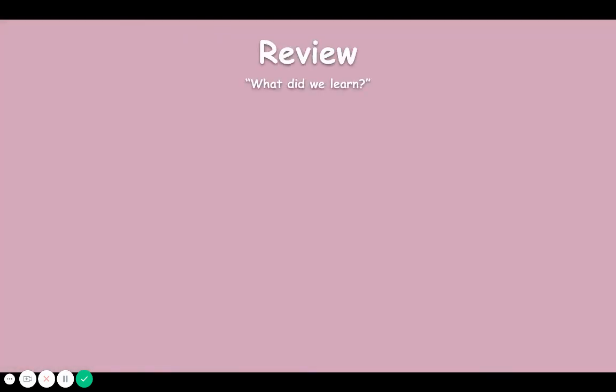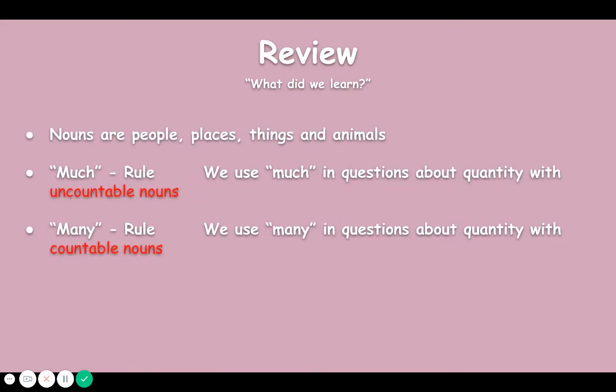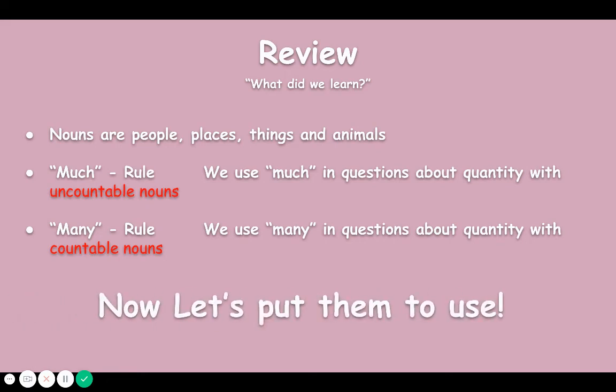Let's review. What did we learn? Nouns are people, places, things, and animals. The much rule is we use much in questions about quantity with uncountable nouns. The many rule. We use many in questions about quantity with countable nouns. Now, let's put them to use.